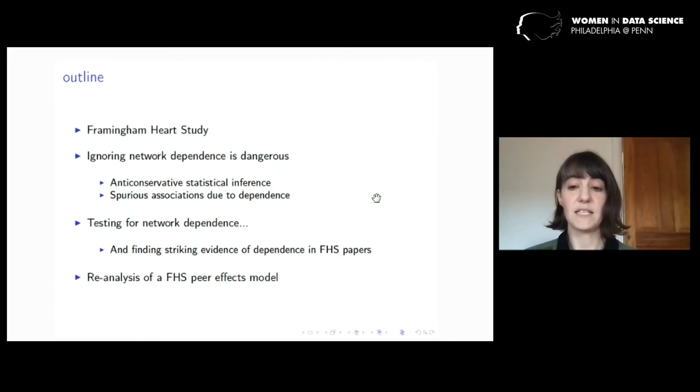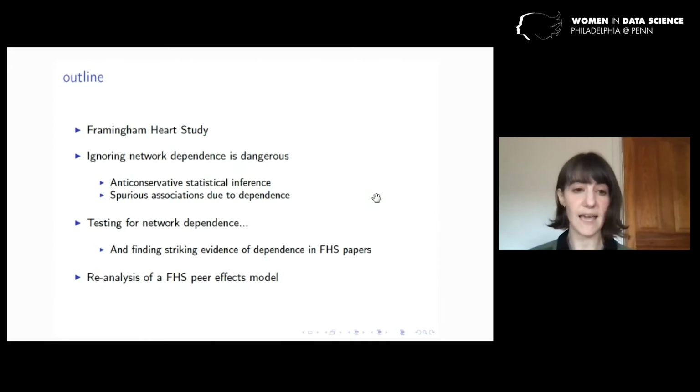Then I'll talk about a test for dependence that my fantastic former student, Eugen Lee, developed that can provide circumstantial evidence for when these two problems might occur. And I'll tell you about what happened when we applied this test to several highly cited published papers that use Framingham Heart Study data.